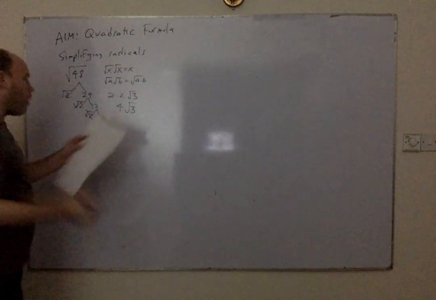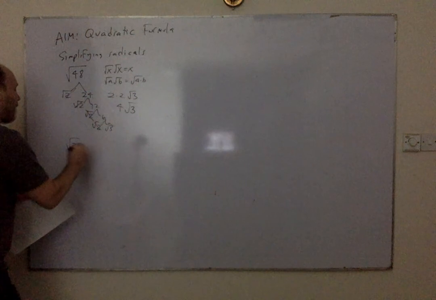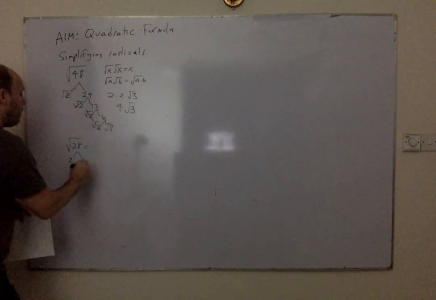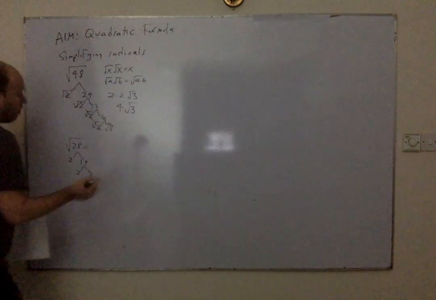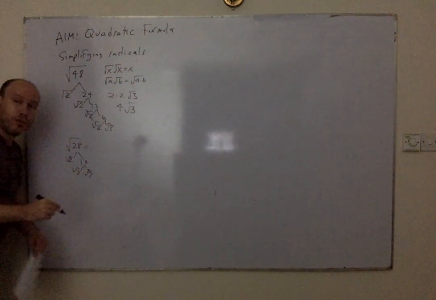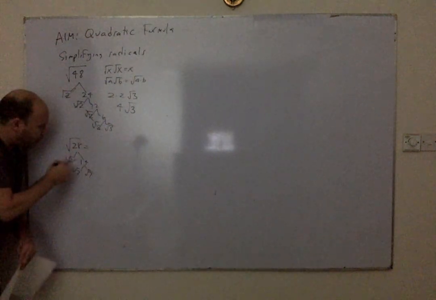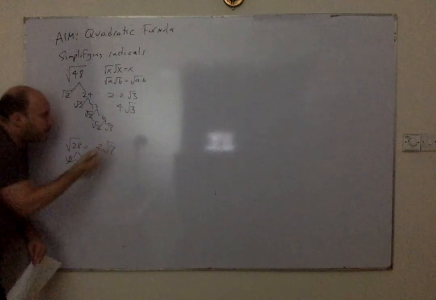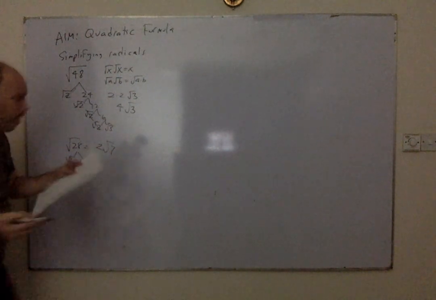Let's try another one. How about radical 28? Well, we can break this into 2 and 14, 2 and 7. So again, put all the primes under radicals and look for pairs. Radical 2 times radical 2 is 2. Radical 7 doesn't have a match. Let's try one last one.